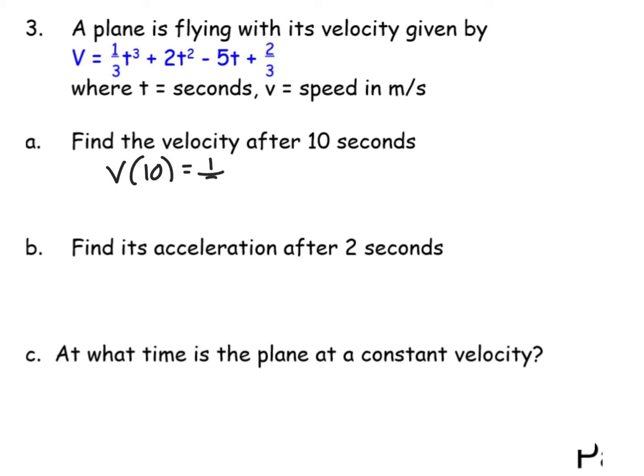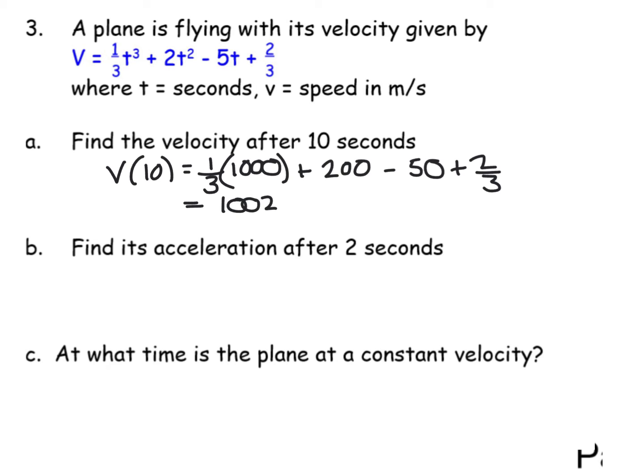So I have a third times 10 cubed, which is times 1,000, plus 2 times 10 squared, so that's plus 200. And then I have take away 50, and then I have add on 2/3. If I look at this, well, that's just really 1,000 over 3. I've actually got 1,002 over 3 if I add on the 2/3 at the end, plus 150.